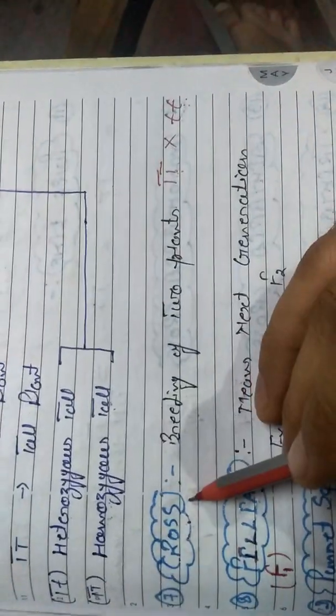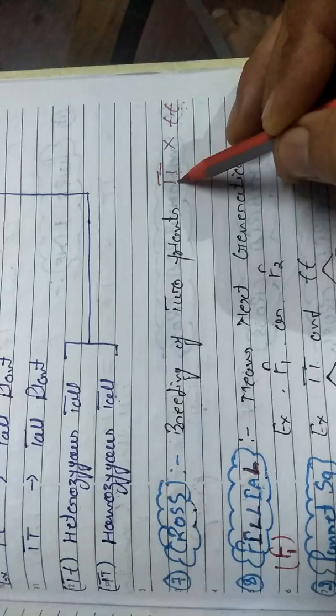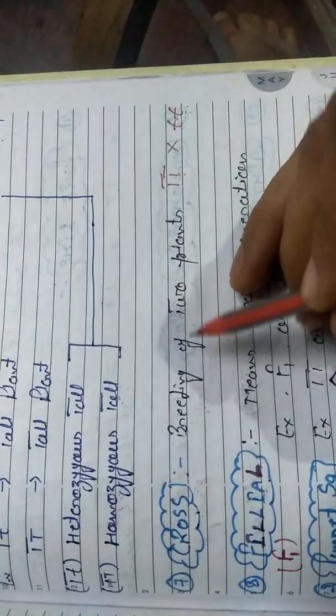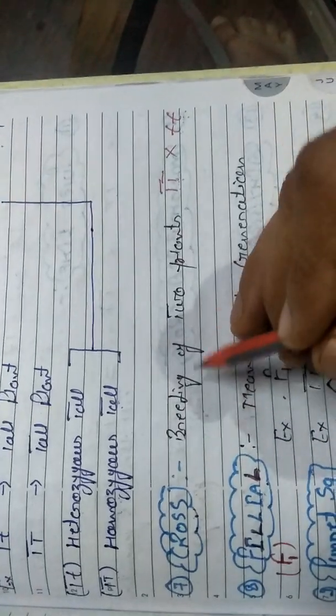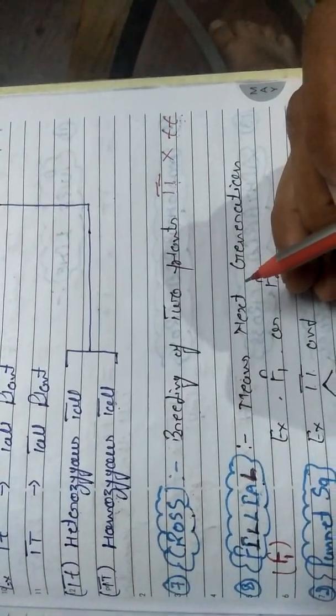Next, cross means whenever two different types of breeds undergo a breeding process between them, it is known as cross. In short form, breeding of two plants is known as cross.